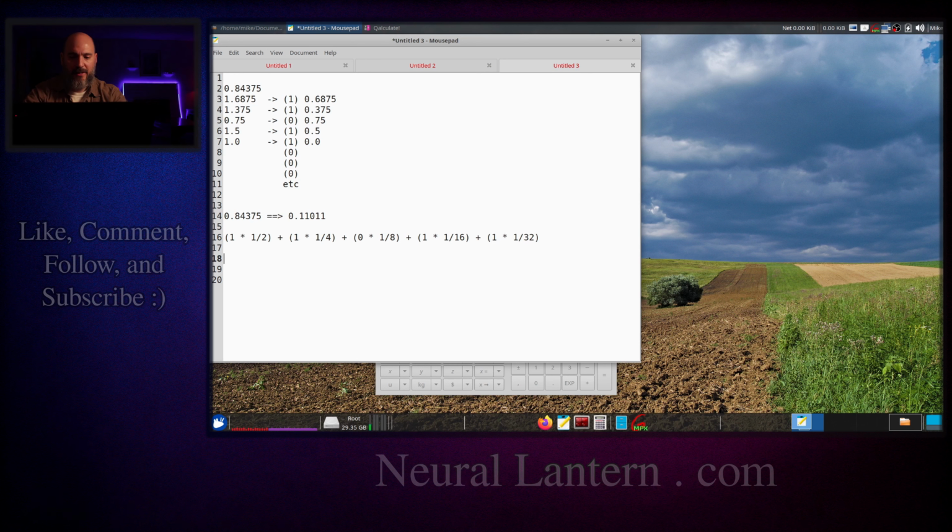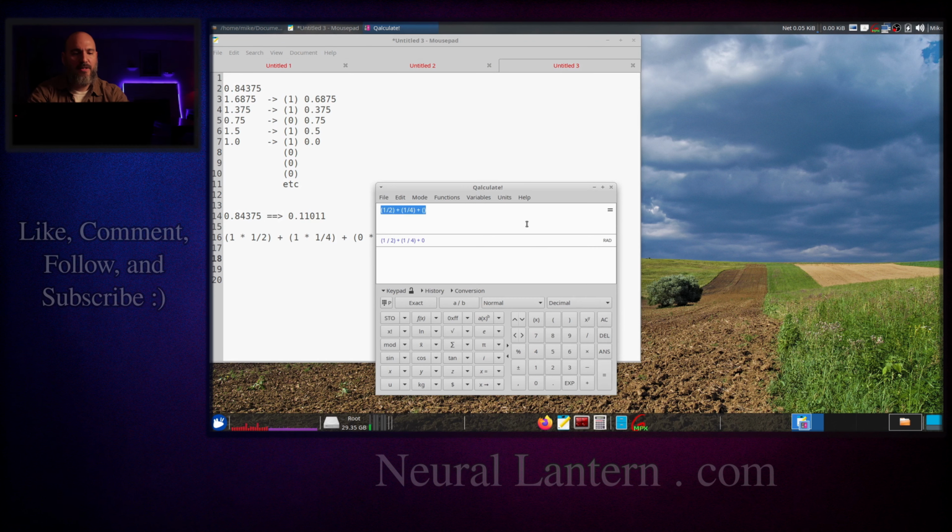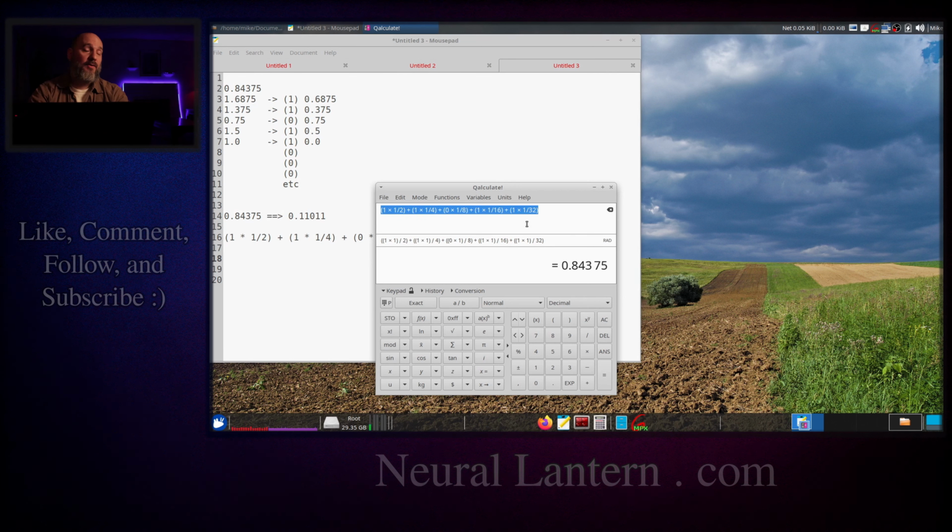Plug it all into the calculator. Let's see if I got that right. 0.84375. So that's how you convert back from binary to decimal. Pretty easy. And then also, of course, when you're practicing this, you want to try with a bunch of different random numbers to start off with.